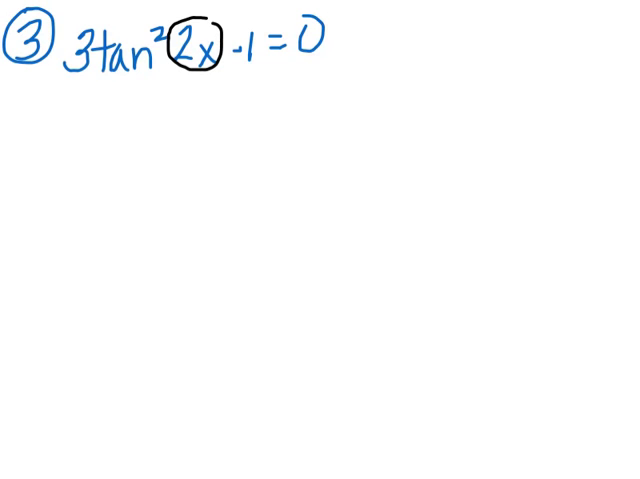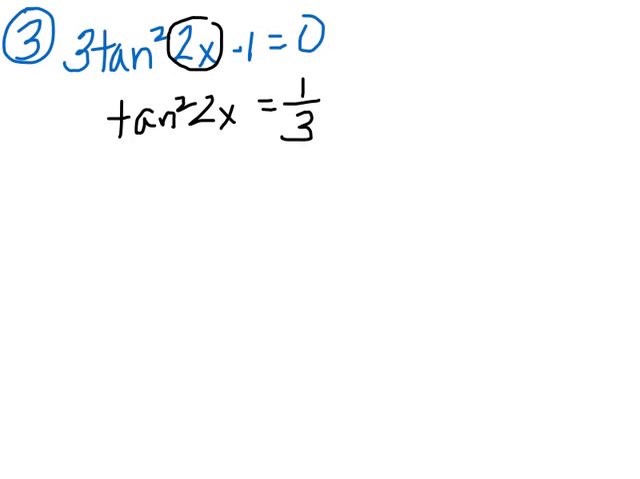So if it was 3 tangent squared x minus 1, and you want to get tangent by itself, we could move the 1 to the other side by adding, right? And then we could divide by 3. If we do that, wouldn't we end up with tangent squared 2x equals positive 1/3? I'm just trying to skip some of that algebra on the screen. So add 1 to both sides and then divide by 3, and you'd get this.